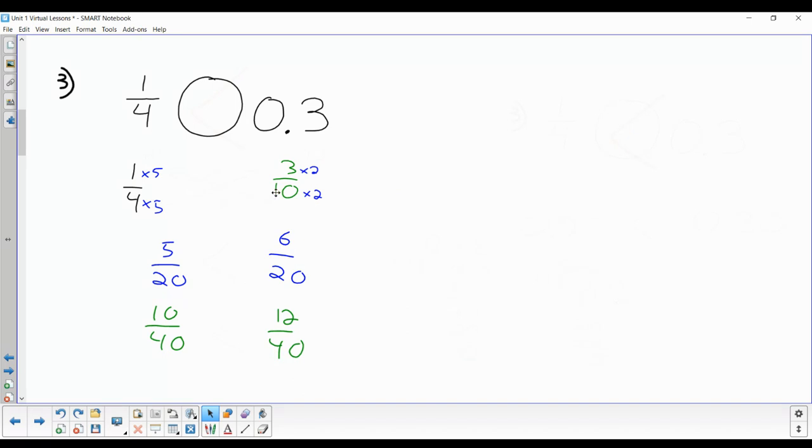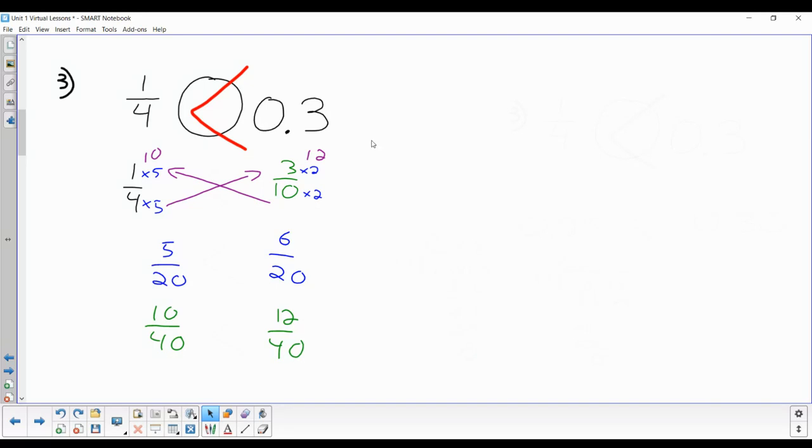I could also use my shortcut once I have two fractions. 10 times 1 is 10, 4 times 3 is 12. No matter what method you use, the right side is the larger number and 3/10 is bigger. So 1/4 is less than 3/10.